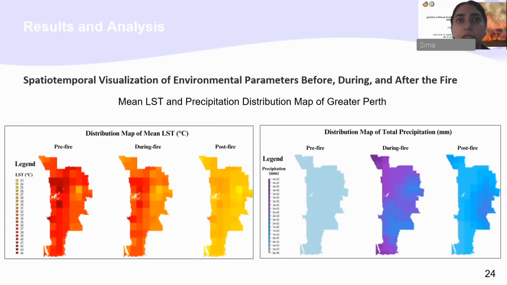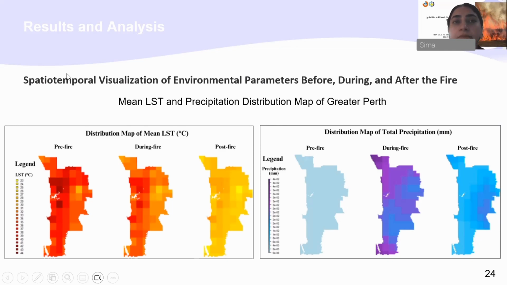Before the fire, the mean land surface temperature was relatively high, reaching up to 44 degrees Celsius. This elevated temperature could be one of the contributing factors to the fire's ignition, as higher temperatures can increase the likelihood of combustion. During the fire, the LST decreased, and after the fire, the LST stabilized around 23 degrees Celsius, indicating a return to more typical temperature conditions for the area.